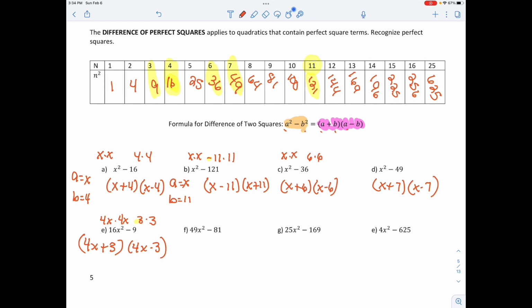Okay, welcome back. So let's get this started. I'm just going to do them for you. 7x plus 9, 7x minus 9, 5x plus 13, 5x minus 13, and this would be 2x plus 25, 2x minus 25, and those are our answers.